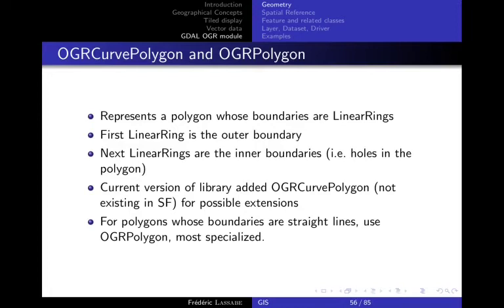The current version of the library added the OGR curve polygon, which does not exist in simple features, for possible extensions. And for polygons whose boundaries are straight lines, you can use OGR polygon, which is more specialized.